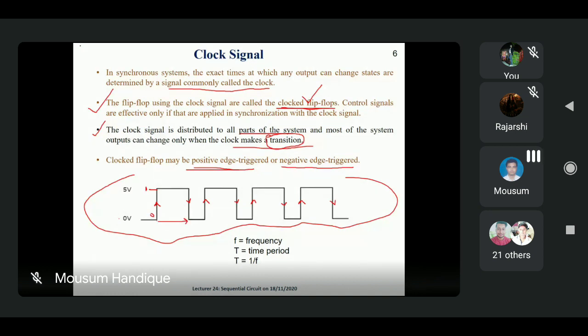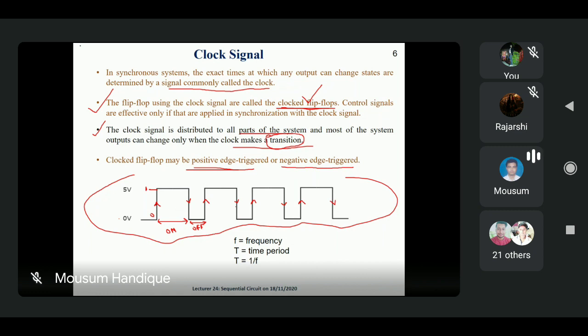And when it is going from high to low, that means 1 to 0, this particular portion is called the off period. Again, this one is called an on period, this one is called an off period. So it is going like that.